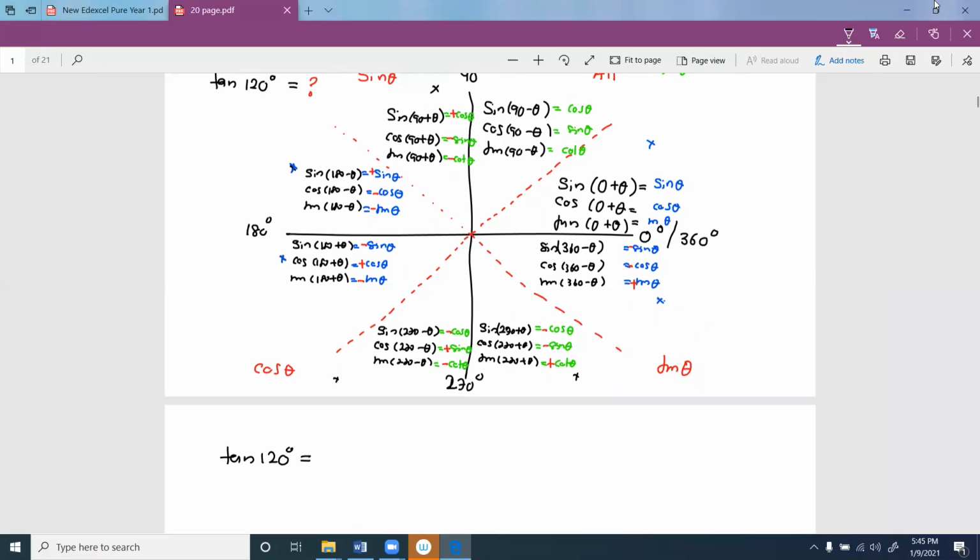Sir, could I just copy down the diagram? Yeah, okay. Just give me a few minutes. That's great. Okay, I'll copy down the diagram.